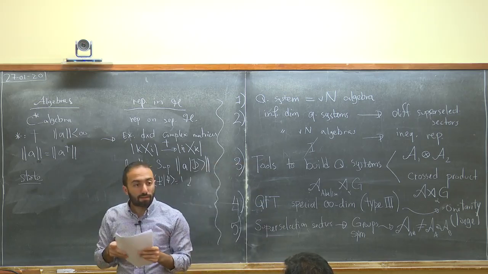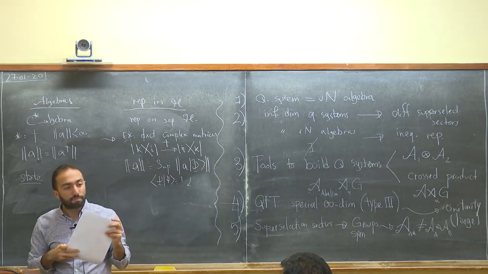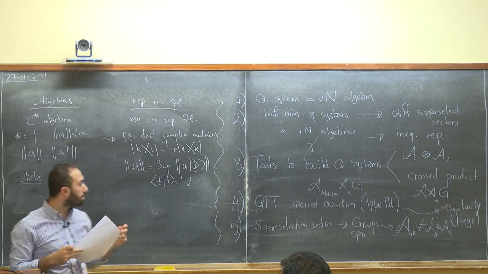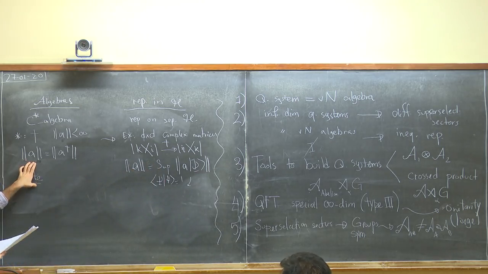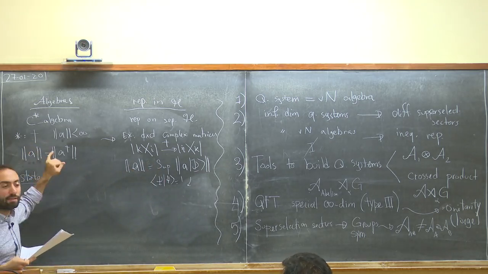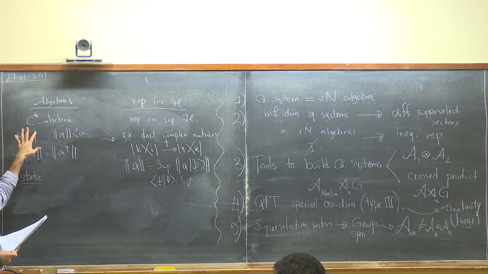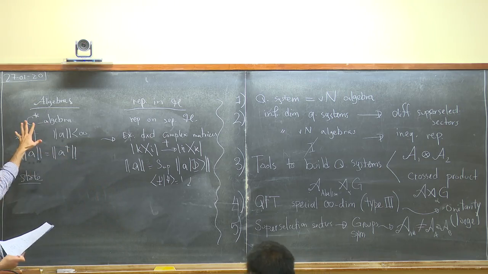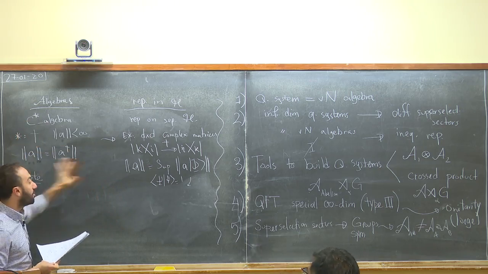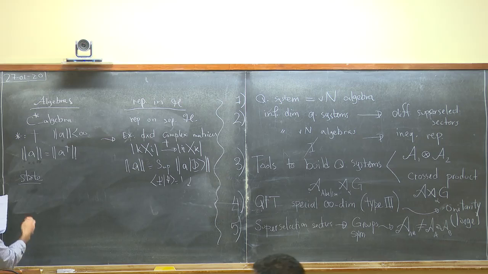Sorry, dagger is not defined as an action on some vector space. At this level, it's just defined abstractly. There's an algebra with two operations, dagger and star, so some involution. It's just some formal definition. I'll come back to this.